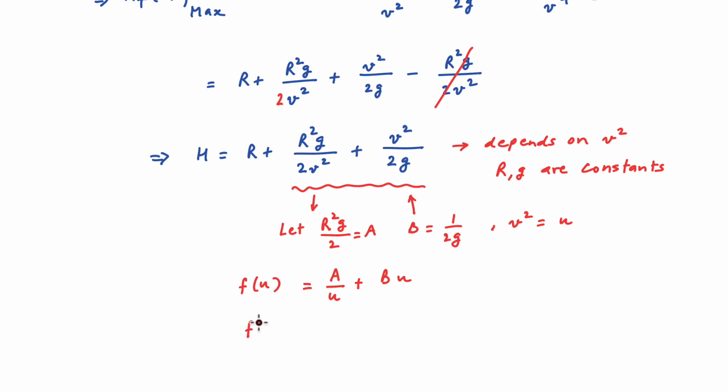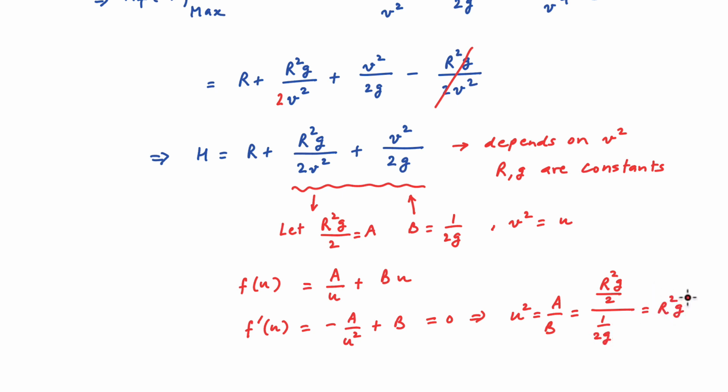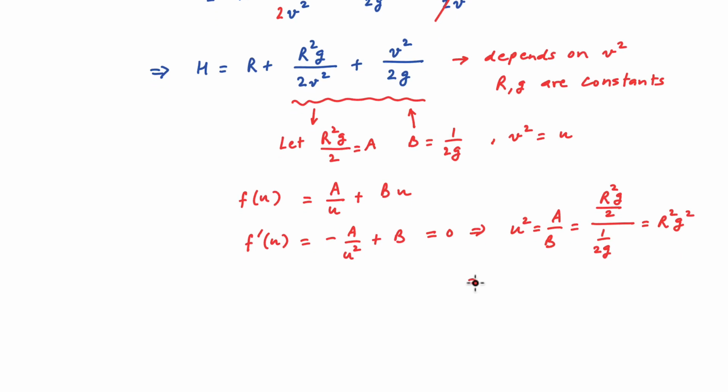To determine its maximum or minimum value, we take the first derivative. This is equal to minus A upon u square plus B. And if we set this equal to 0, we get u square is equal to A upon B. Substituting the value of A and B in the numerator and the denominator, we get r squared g upon 2 divided by 1 upon 2g. And this is equal to r square g square. Therefore, u, which is equal to v square, is equal to rg, which means that v is equal to the square root of rg.